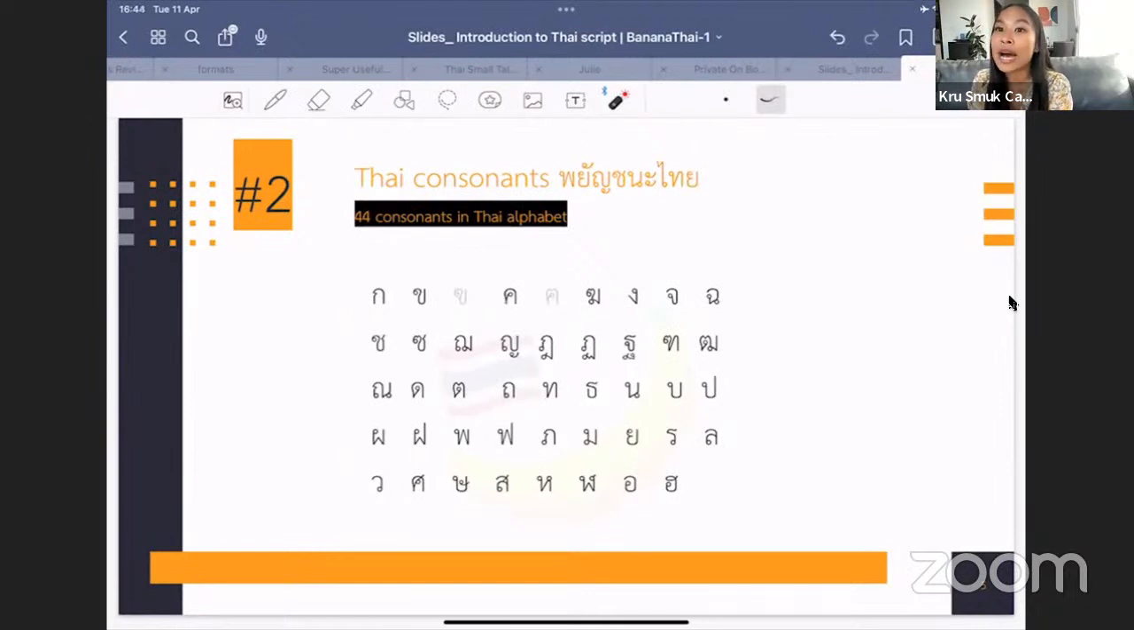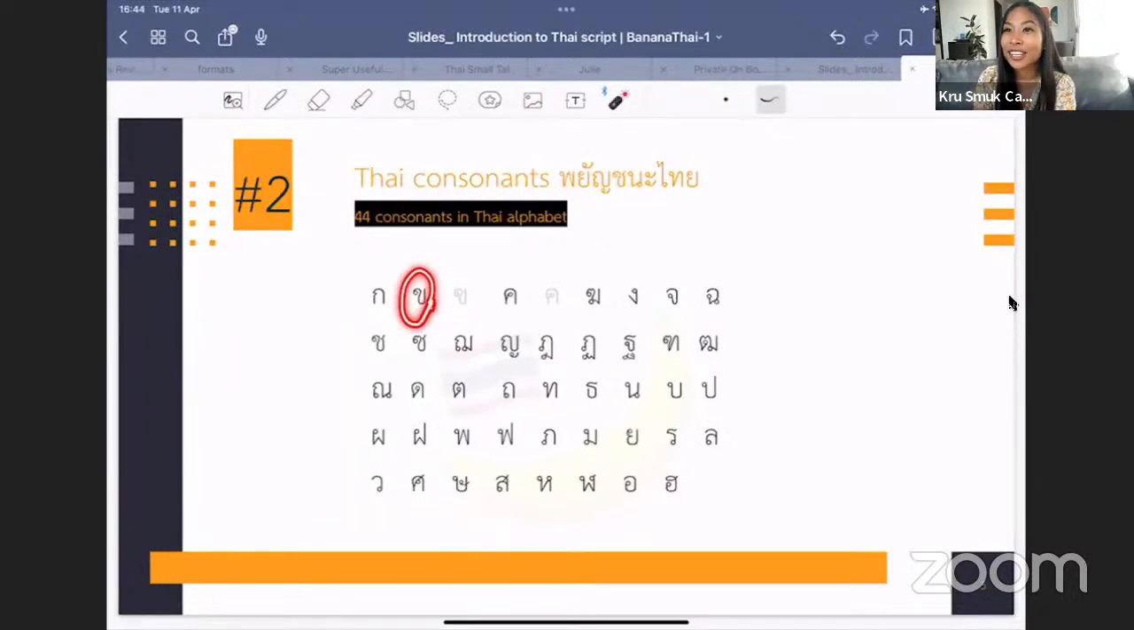And the reason why is that, even though we have 44 consonants, we do not have 44 sounds because many consonants share the same initial sound. For example, this one, anyone know this one?